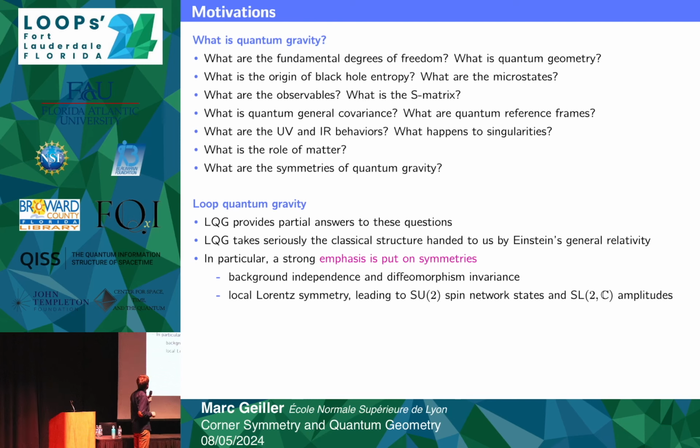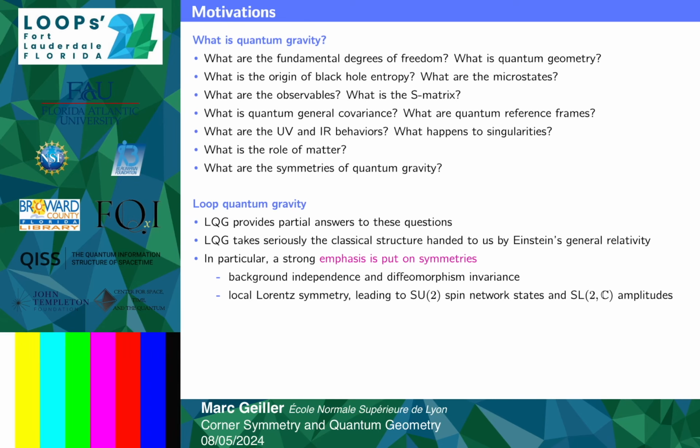What is nice is that LQG is successful because loop quantum gravity takes very seriously from the onset the classical structure which is given to us by Einstein's general relativity. In particular, in these classical foundations of loop quantum gravity, there is a very strong emphasis on the role of symmetries. So of course, background independence, which is the key underlying foundation of loop quantum gravity, diffeomorphism invariance, and also the local Lorentz symmetry, which is provided to us by the use of the tetrad variables. And this is, at the end of the day, what leads to SU(2) spin network states and Lorentz SO(3,1) or SL(2,C) spin foam amplitudes.